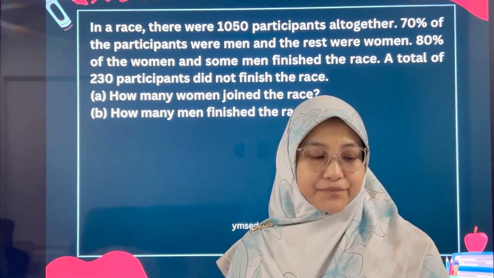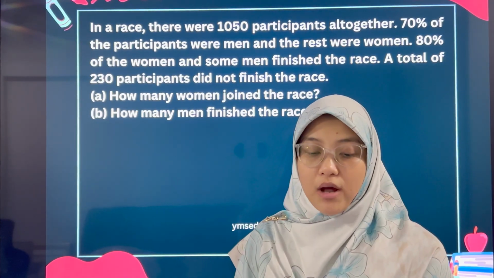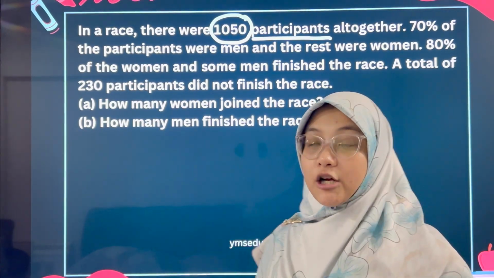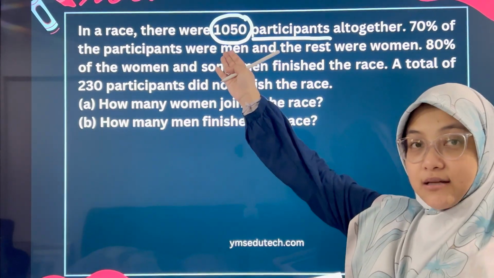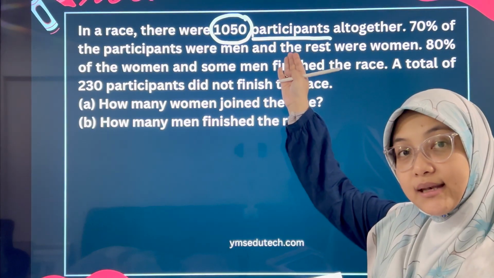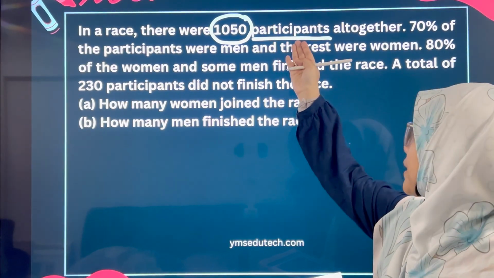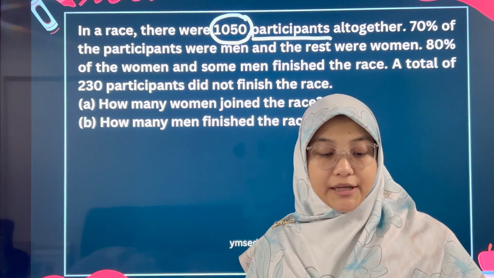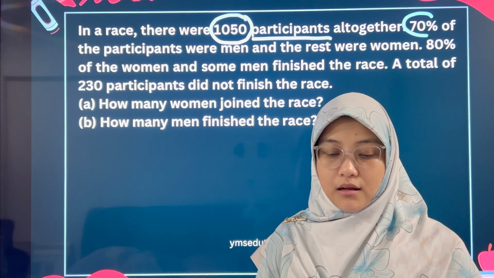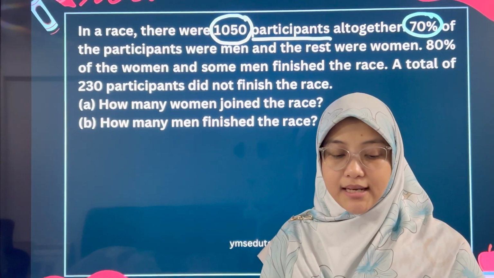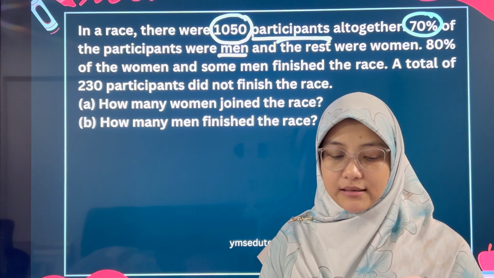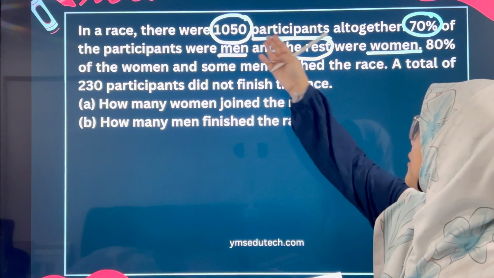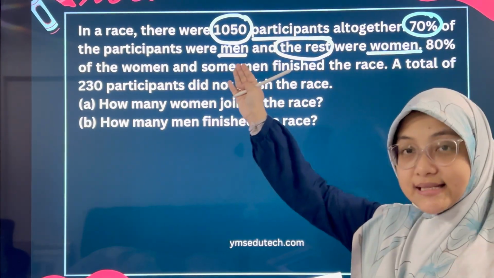Let's do that together. In a race, there were 1,050 participants. Observe that this is a value. I circle the value. This is an important keyword to represent the total number of people, participants, so I underline that keyword. Continue reading. 70% of the participants were men and the rest were women. I repeat, circle values, underline keywords.